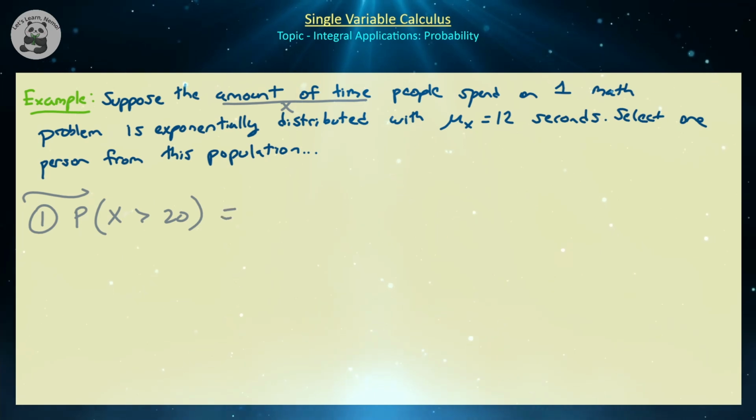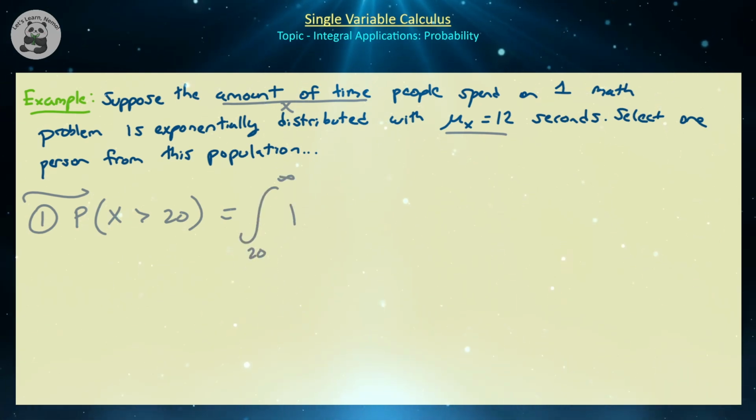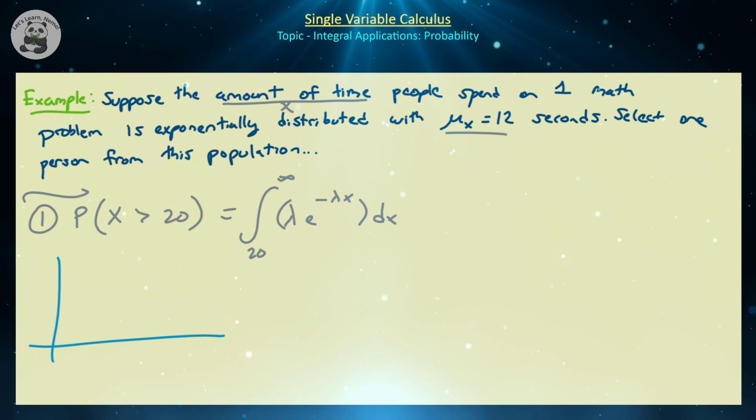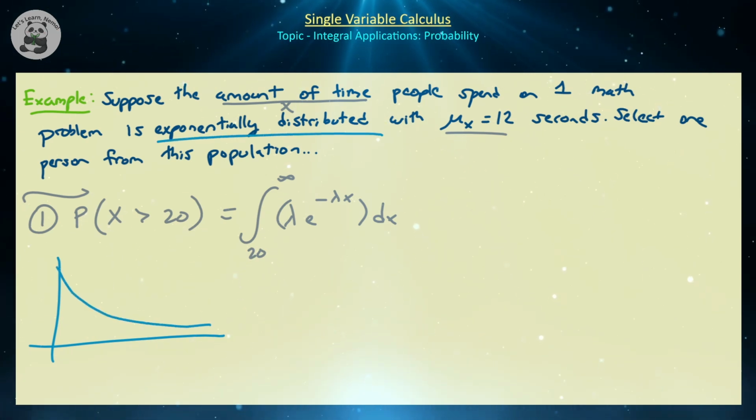So this is going to be equal to what? So what is the likelihood that they spend more than 20 seconds when the average is equal to 12? So this is going to be the integral from 20 to infinity of our probability density function, lambda e to the minus lambda x dx. In terms of its picture, we're assuming that this amount of time that we spend on one math problem is exponentially distributed, so the likelihood that we'll spend more than 20 is just this area here, which is why we're using an integral to evaluate that.